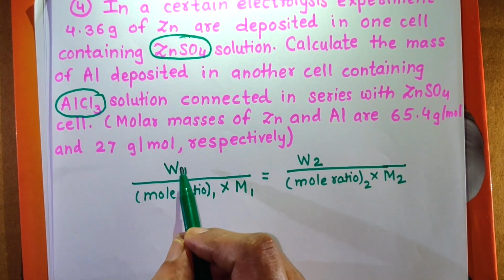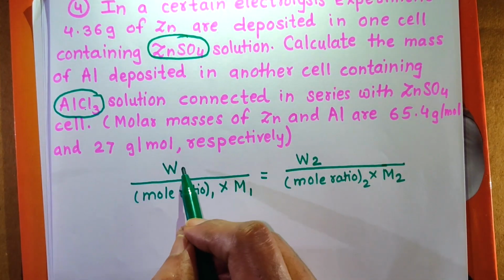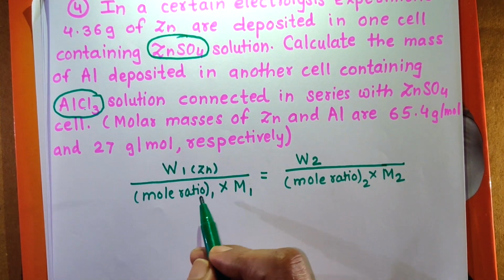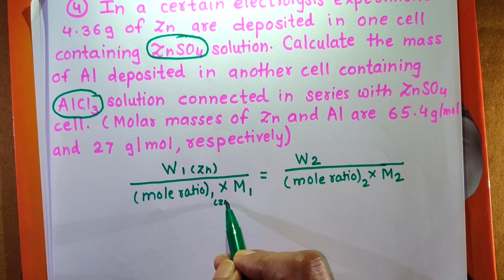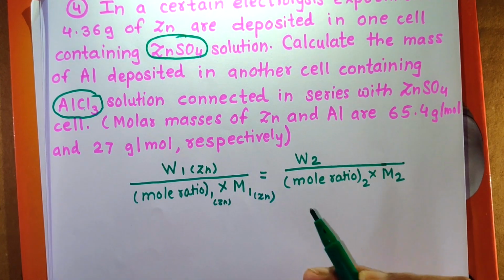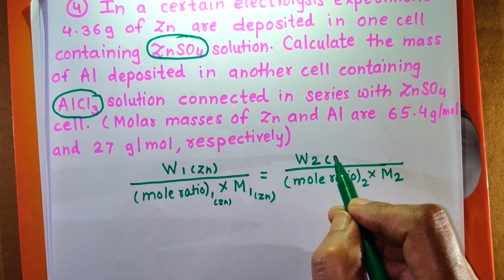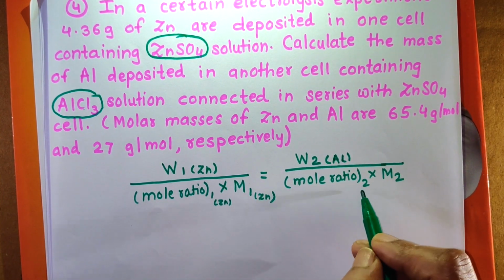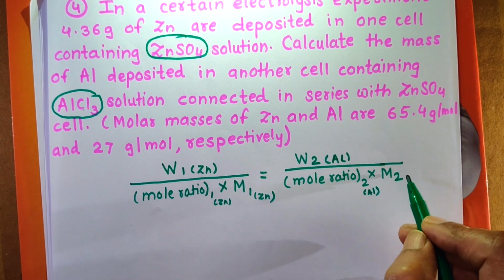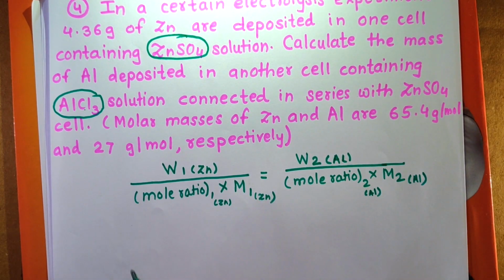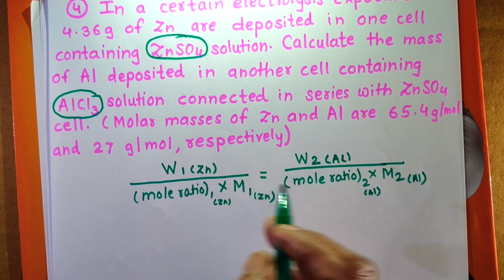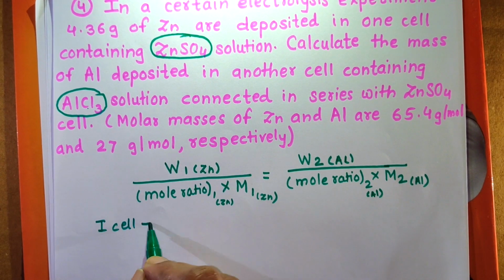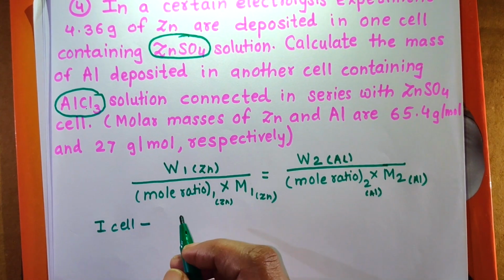Now W1 is given, that is, the mass of Zn is given. You can say W1 or WZn, with the mole ratio of Zn and the molar mass of Zn. Here W2 means the mass of Al divided by the mole ratio of Al into the molar mass of Al. Now we have to determine the mole ratio first. So in the first electrolytic cell, which reaction will take place at the cathode?